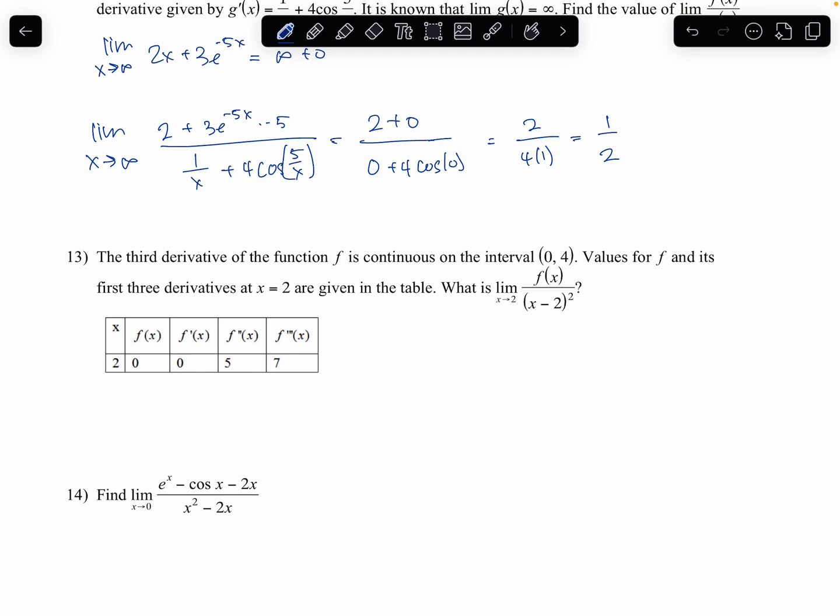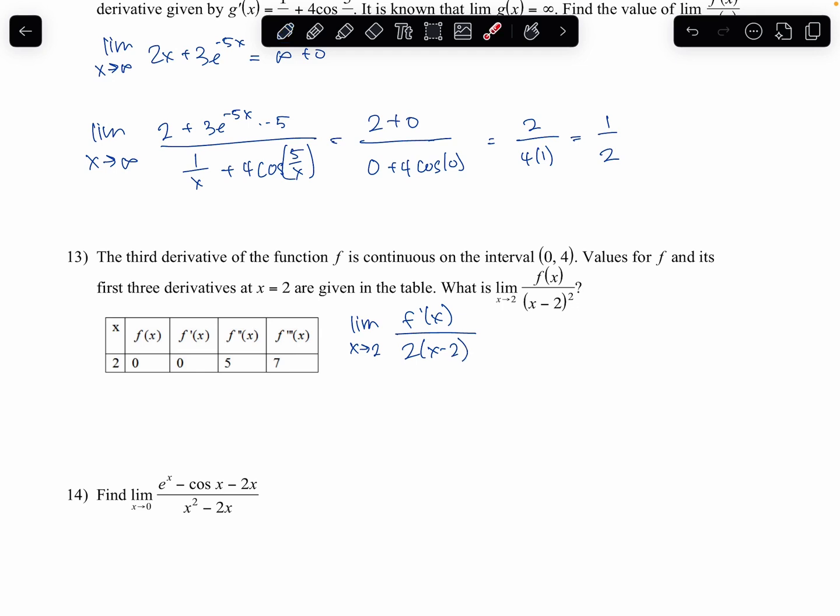Okay, the third derivative of the function f is continuous on the interval from 0 to 4. Values for f and its first 3 derivatives at x equals 2 are given in the table. What is the limit as x approaches 2? Okay, so if I show here, the limit as x approaches 2 of f of x is going to be equal to f of 2, which would be 0, and if I plug in 2 here, I'm going to get 0, so I can use L'Hopital's rule. So we'll do the limit as x approaches 2 of f prime of x over 2 times x minus 2.